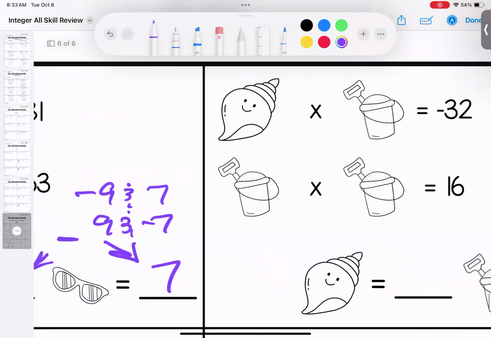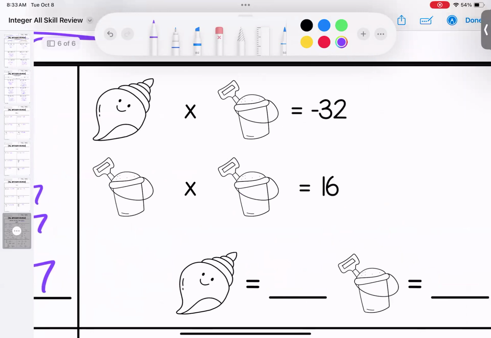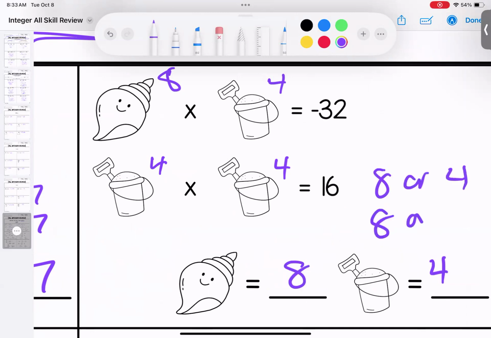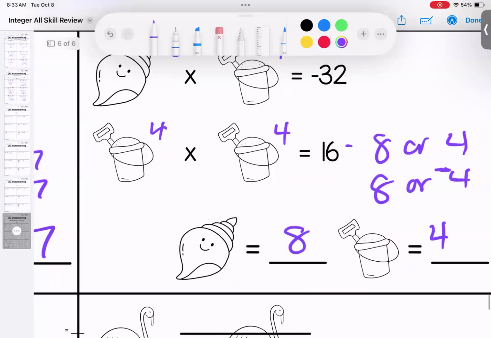Either pair is perfect. Over here, I'm thinking, what times what is 16? I'm going to start with the duplicate. So 4 times 4 is 16. I come up here, 4 times 8 is 32. Same thing. It's going to be an 8 and a 4. I could say -8 or -4. One of them has to be negative, the other has to be positive.